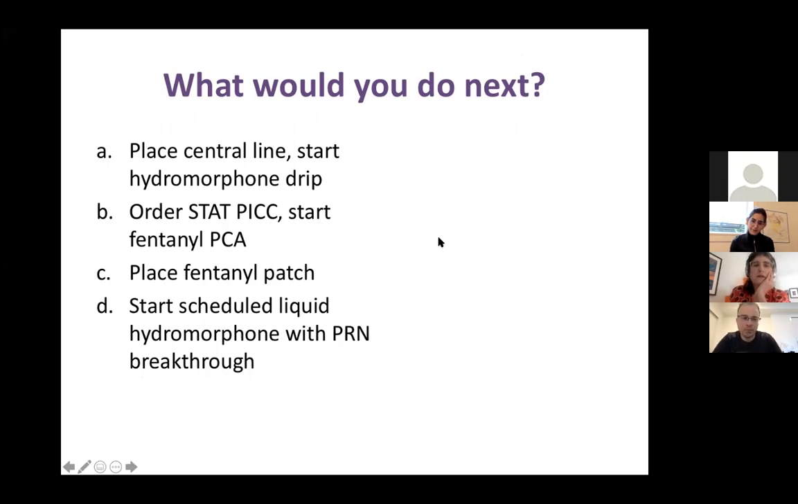All right, keep those answers rolling in. Give it another 10 seconds. Remember, commit. You will learn more when you commit. We all do. Okay, here we go. All right. Split between fentanyl patch and liquid hydromorphone.